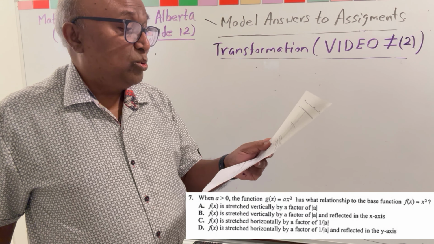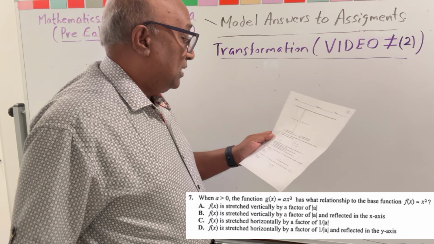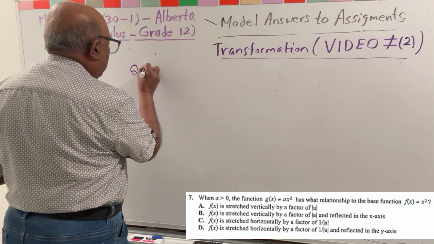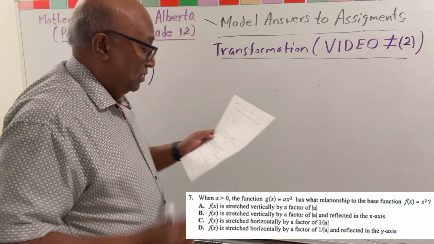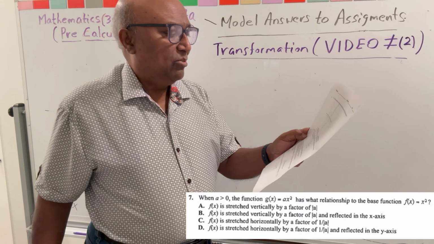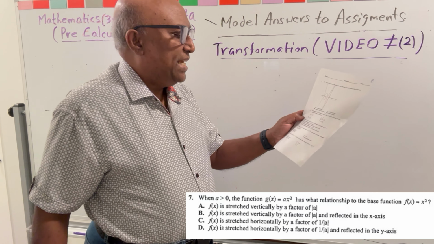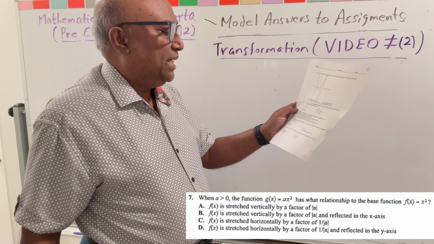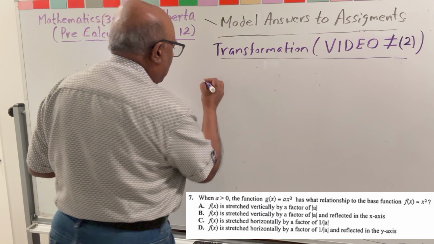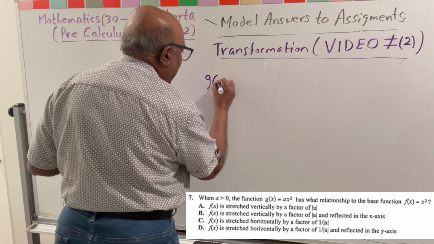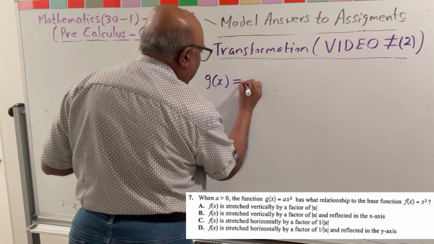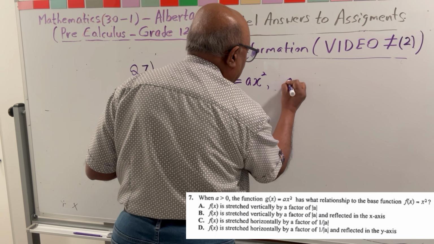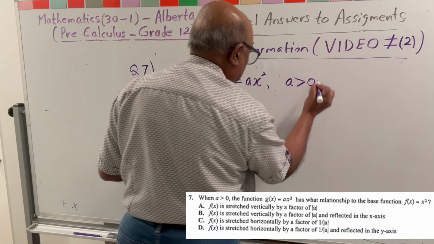Okay, now let's move to the next question. Question number 7. What does question 7 say? When a is greater than 0, the function g(x) is equal to ax squared. The function g of x equal to ax squared. It has been given the condition that a is positive.